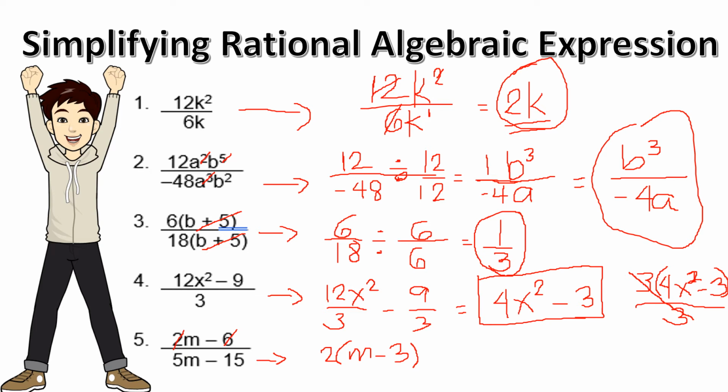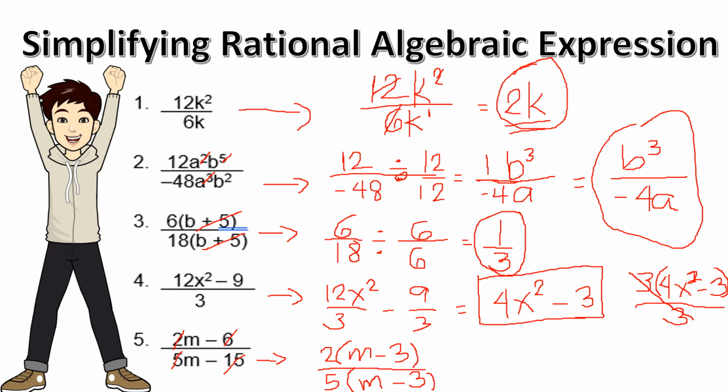Kaya ginamit natin 2 as our common factor for 2 and 6. Then, tinanggal na natin yung 2. Nilagay natin sa labas ng parenthesis. So, as we divide 2m divided by 2, the answer is m. Then, 6 divided by 2, the answer is 3. Kaya ito yung naging factor natin. For the denominator, anong number ang kayang i-divide ang 5 and 15? So, the answer is 5. So, 5 ang gawin natin, lagay natin dito. So, sa loob ng parenthesis na matitira ngayon, we have 5m divided by 5. So, m na lang ang sagot. Minus 15 divided by 5. The answer is 3. So, ito yung factor niya.